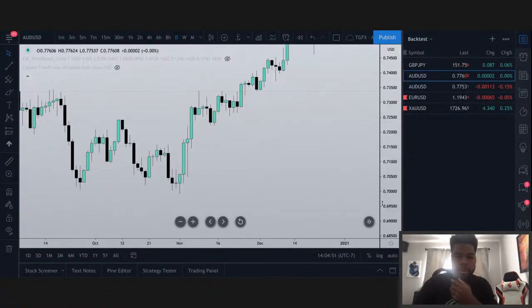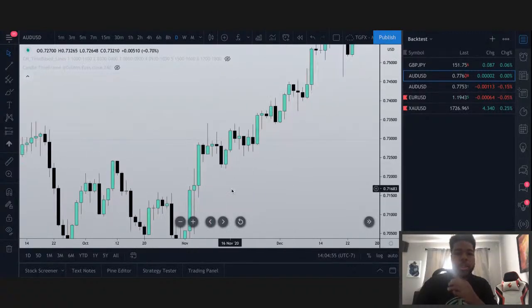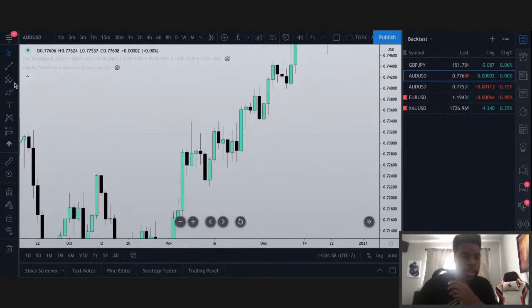Now, here are some examples of what I mean by those areas of consolidation or equilibrium.